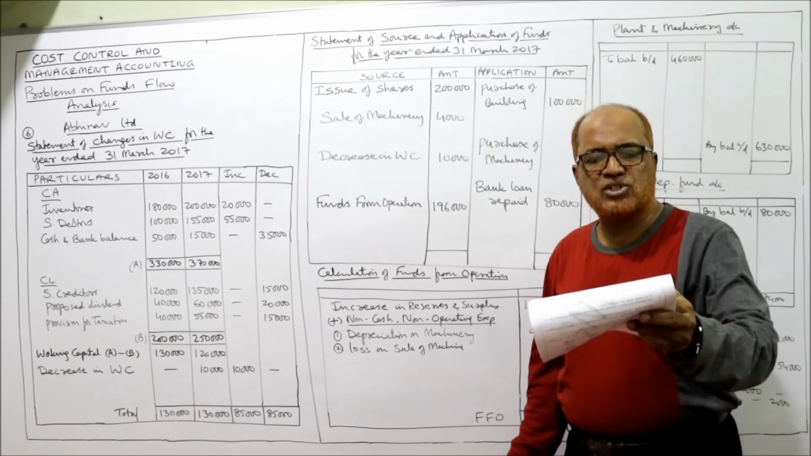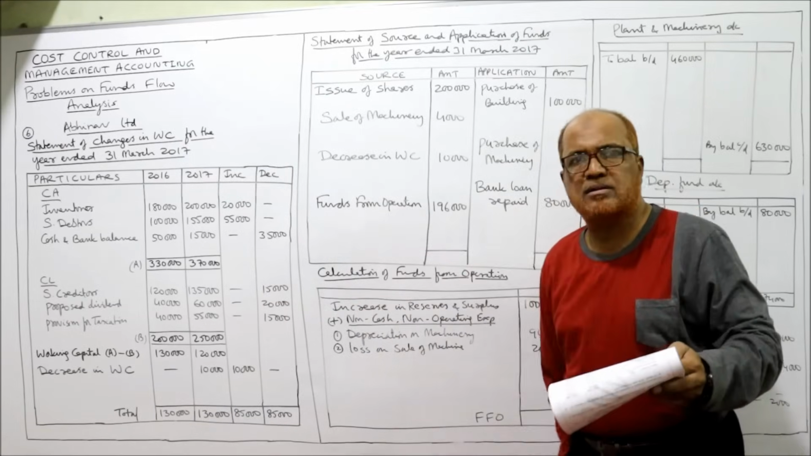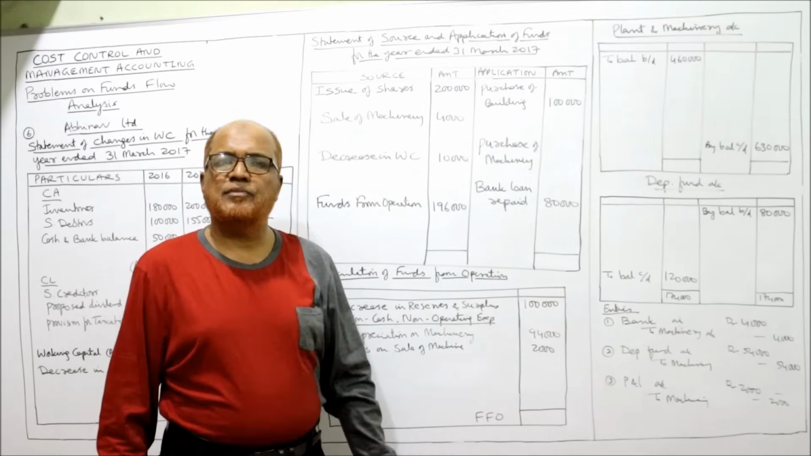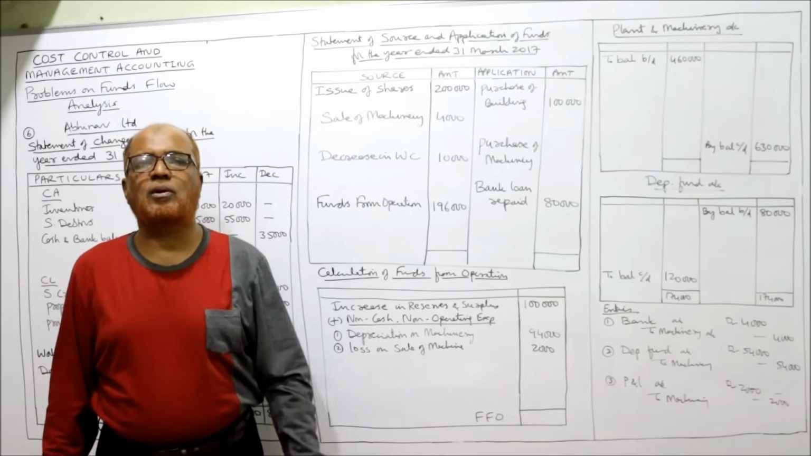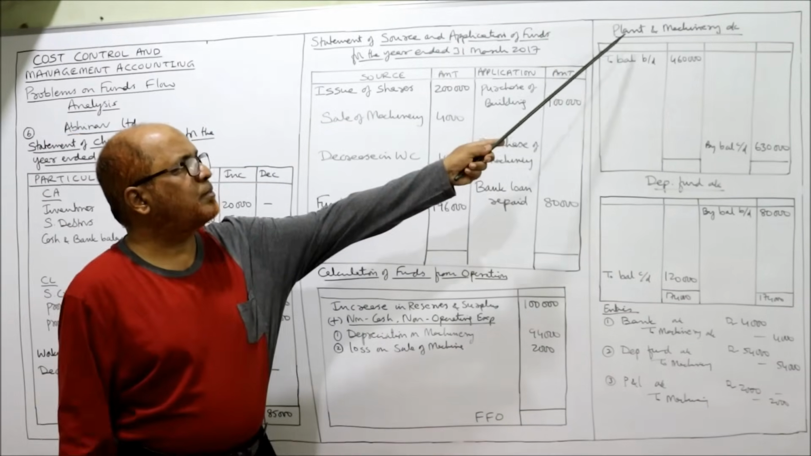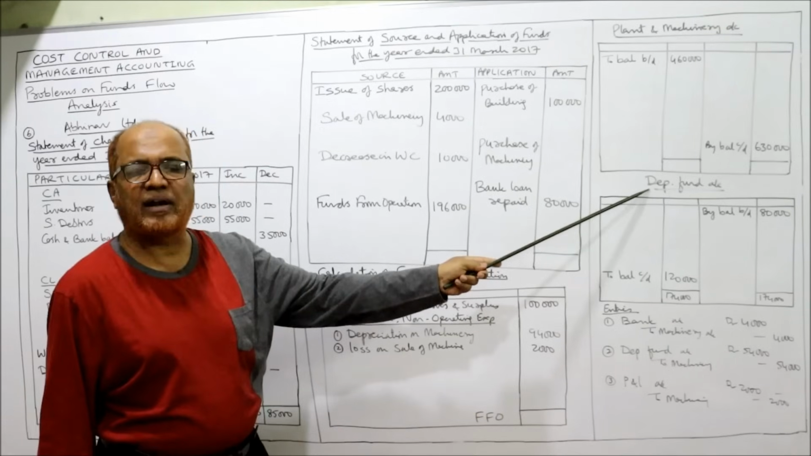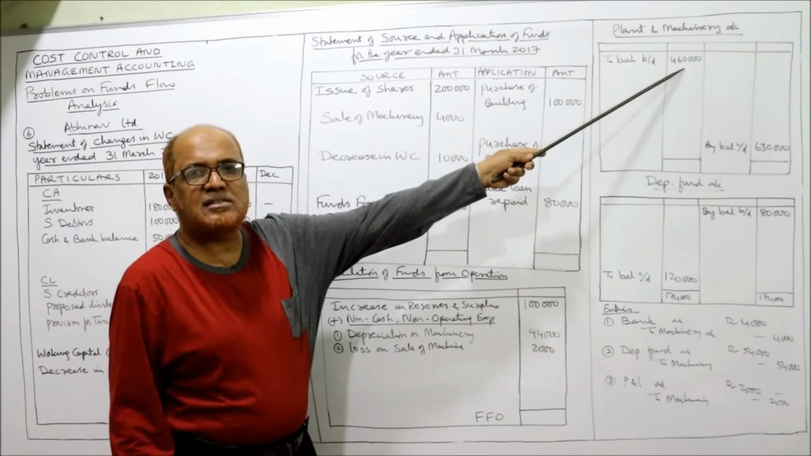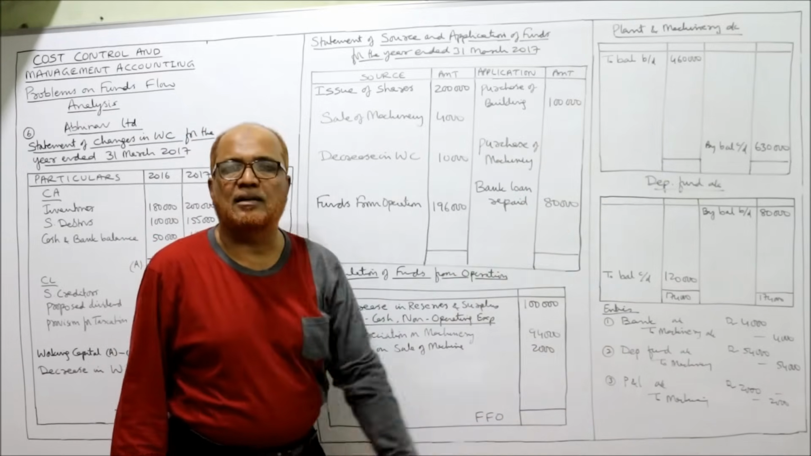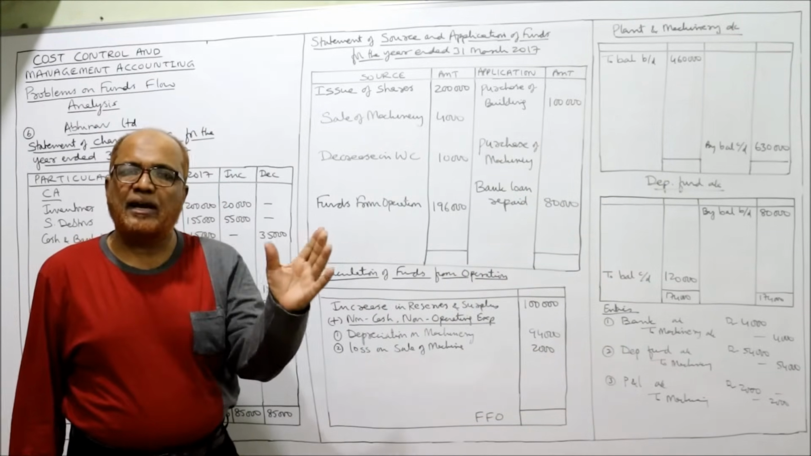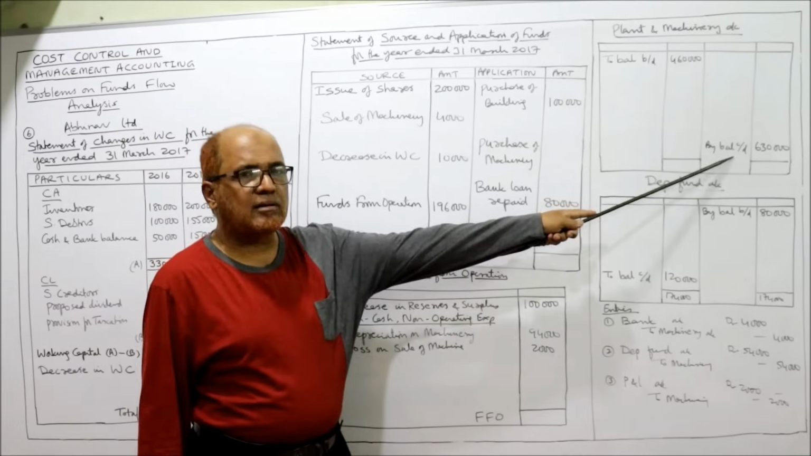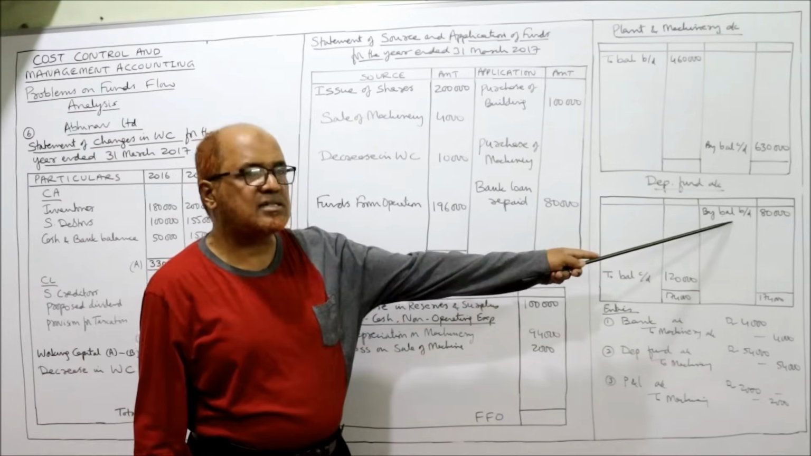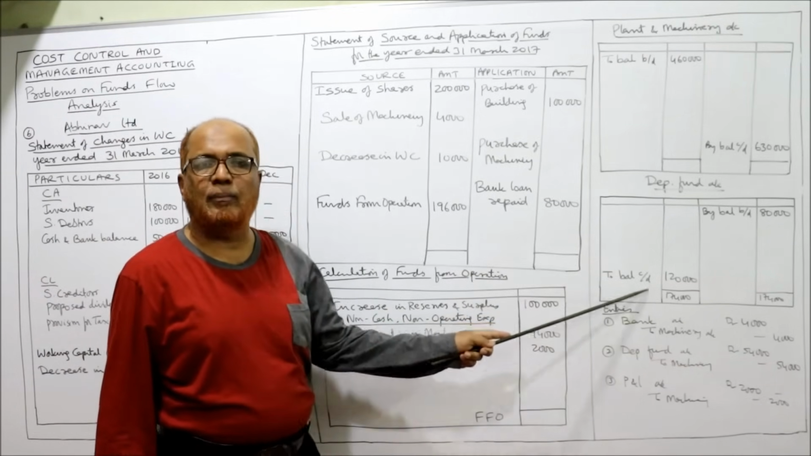Next, you are required to prepare statement of changes in working capital. Already we have prepared. And statement of source and application of funds. The new point, not new point, already we have covered up in the last problem also. We have opened two accounts, plant and machinery account and depreciation fund account. The plant and machinery account opening balance, last year balance 4,60,000, current year balance 6,30,000. Opening balance will be taken on debit side, closing balance on the credit side. For depreciation fund, it should be opposite. Opening should be taken on the credit side and closing should be taken on the debit side.